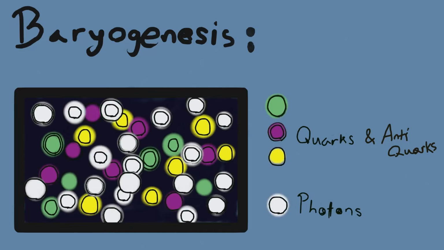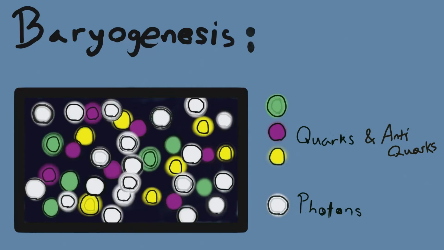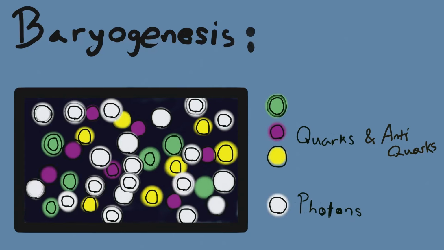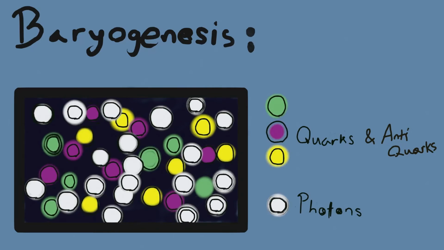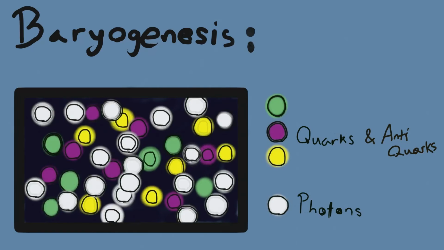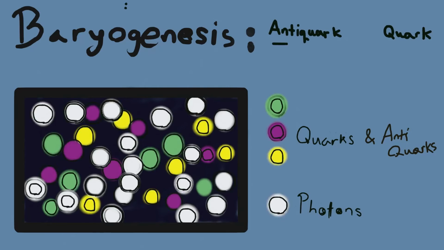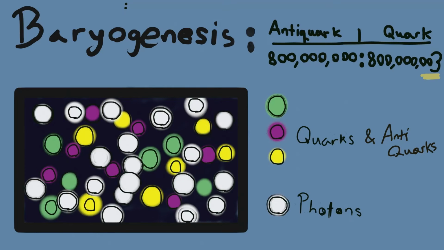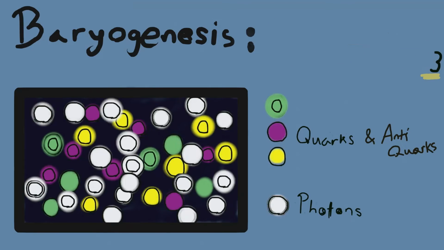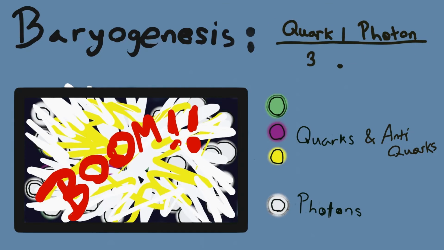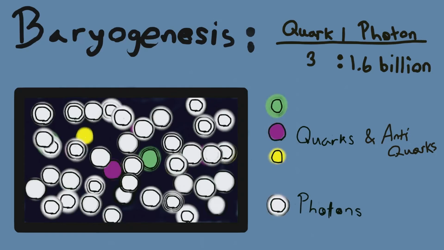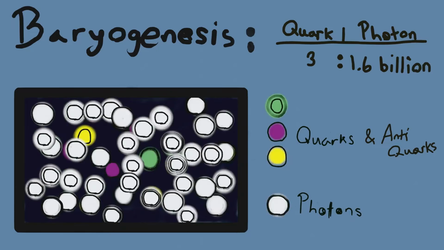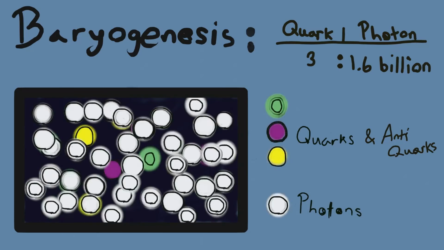And since the universe we see today is mostly made up of matter, then we can suppose that some interaction of particles caused a small difference in the number of quarks to antiquarks. And this difference can be made if certain conditions are met. Let's say that in our universe there were 800 million antiquarks for every 800 million and 3 quarks. Then the pairs would annihilate each other and create photons, leaving 3 quarks and 1.6 billion photons behind. And this is the resulting baryon to photon ratio that we see today in our universe.